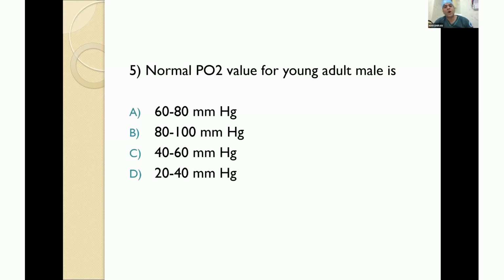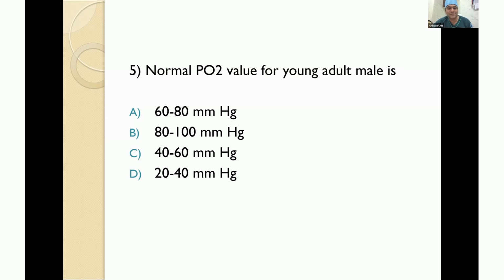Fifth question: the normal PaO2 value in a young adult male. We have discussed hypoxemia. So what is the PaO2 value that you will see in the ABG of a normal adult male? Options: A, 60 to 80 mmHg, B, 80 to 100 mmHg, C, 40 to 60 mmHg, D, 20 to 40 mmHg. We have discussed this again. It is 5 times the FiO2. If I am breathing normally at 21%, it will be times 5, so that will be something between 80 to 100 mmHg.